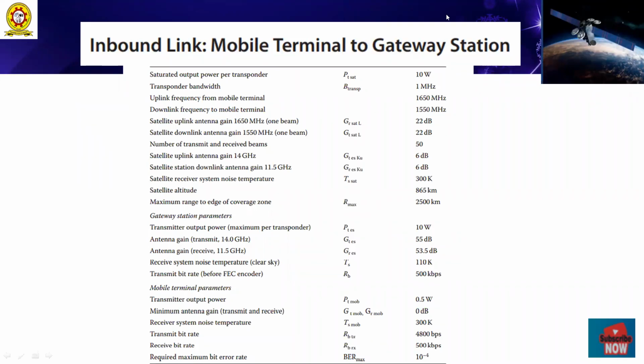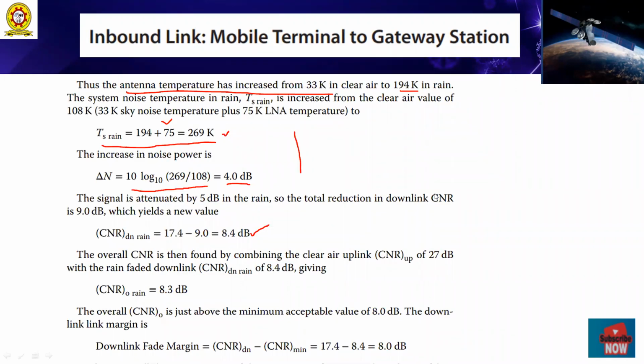On your screen you are watching satellite communication system performance, which is related to today's topic. This slide is a continuation of the previous one. Here we calculated the downlink fade margin value, approximately 8 dB, in the previous session. This is a continuation of that.